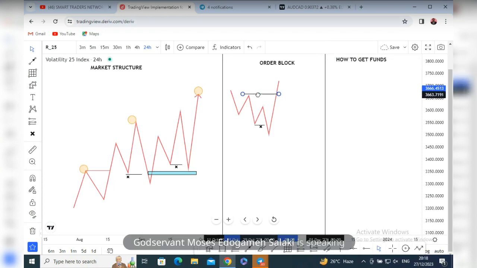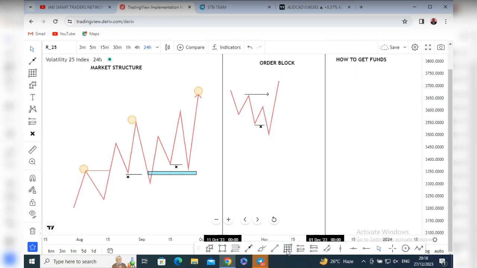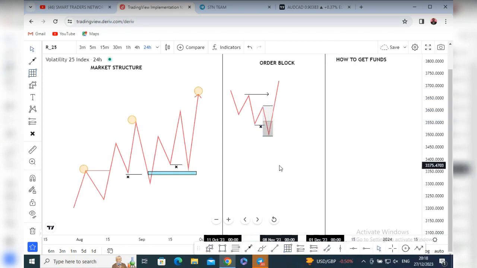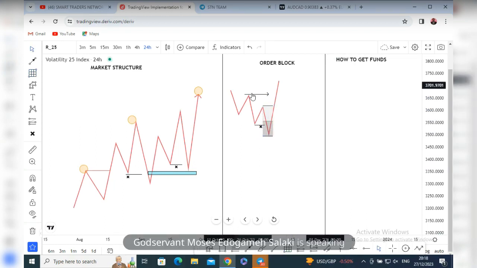Took liquidity. So if you can see what I put here, an order block is this move. This entire move takes liquidity and led to a break in structure.